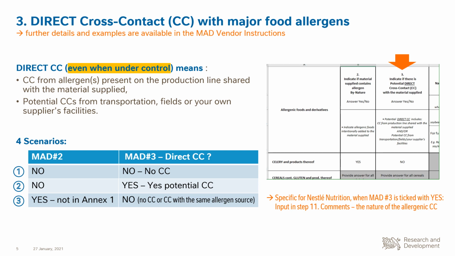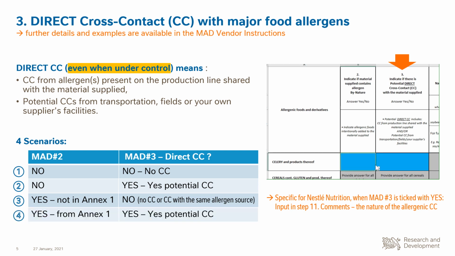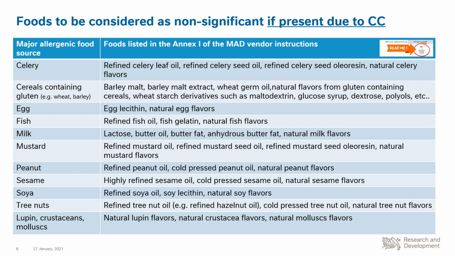Finally, scenario 4, refined celery seed oil is present in the material sold to Nestlé. MAD column 2 is ticked with yes. As refined celery seed oil is listed in Annex 1 of the MAD vendor instructions, then in case of a potential direct cross-contact with celery, for example with celery stem slices, then MAD column 3 is ticked with yes. Here the non-exhaustive list of foods listed in Annex 1 of the MAD vendor instructions.